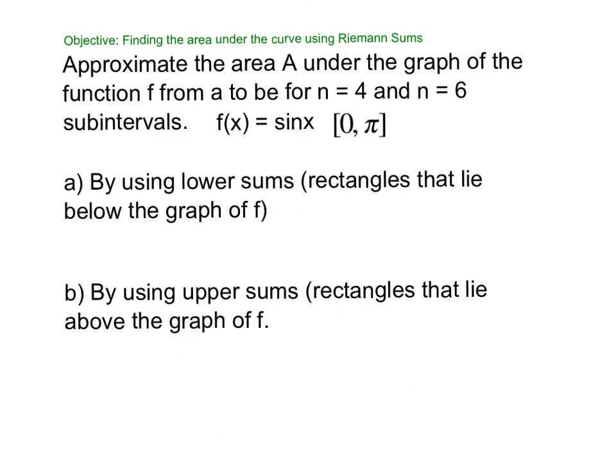All right, last one. Approximate the area A under the graph of the function f from A to B. I typed the word B, that's funny. From 4 to 6, for n equals 4 and n equals 6 subintervals, 0 to pi. Use lower sums, rectangles that lie below the graph, and upper sums where we are above the graph.